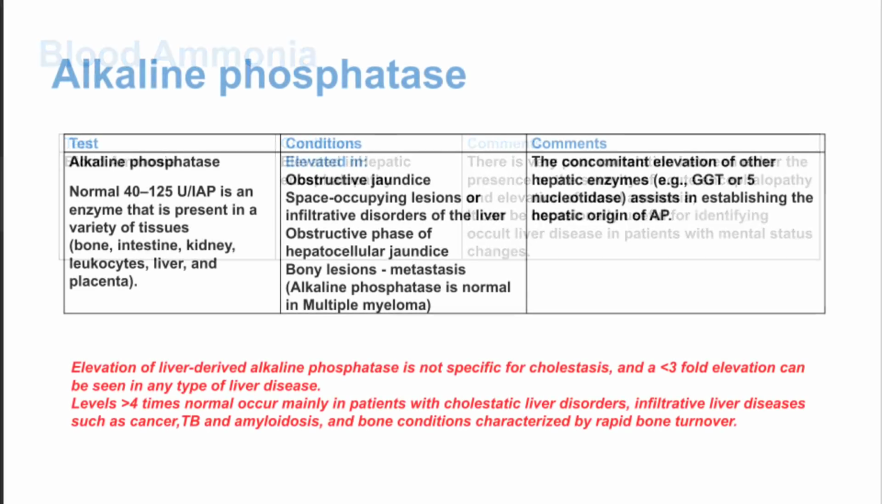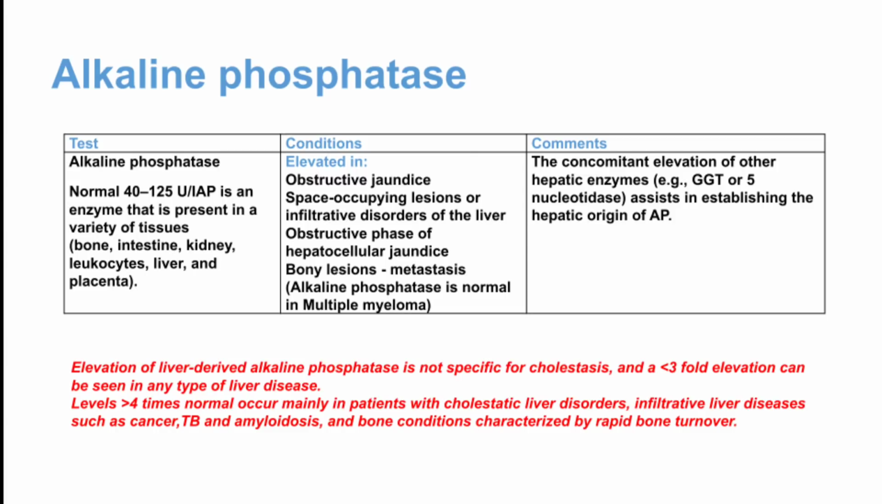Now, the next investigation is alkaline phosphatase. Normal levels are 40 to 125.